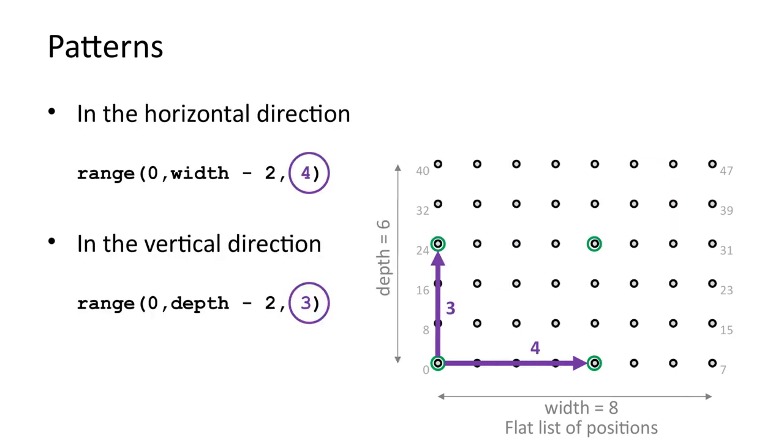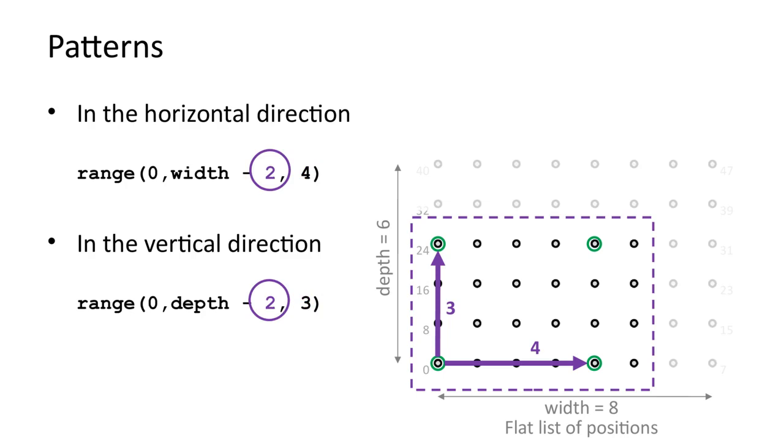To find the origin indexes, we can use 2 range functions. The parameters for the 2 functions are shown. Note that for the horizontal direction, the step width is 4. And for the vertical direction, the step width is 3. This is because the gap between the quads is larger in the horizontal direction.